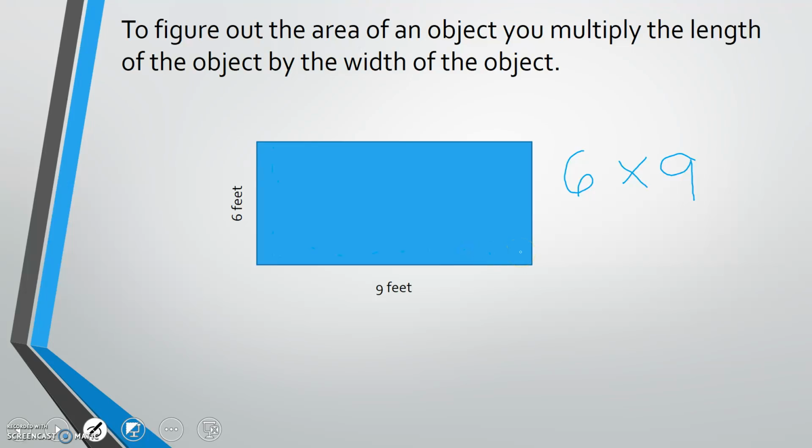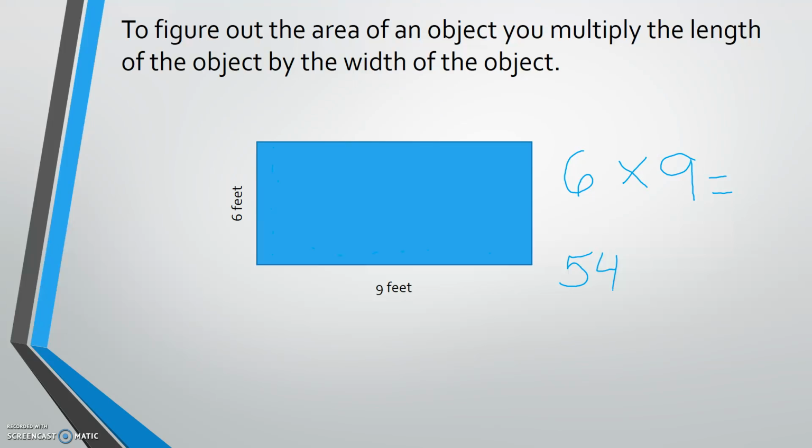So I can use whichever strategy that I want. I can use equal groups, I can use a number line, I can use repeated addition, but all to figure out that 6 times 9 is 54.